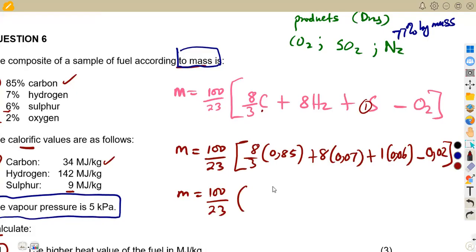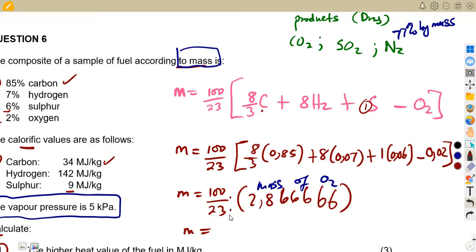So the total mass of oxygen is 2.86666, and so on. That's the mass of oxygen. So we can just use the value directly on your calculator, multiply by 100/23, and you obtain the theoretical mass of air, which is 12.464 kg. This is taken per kg of fuel in this case. We do not have excess air considered in this case.